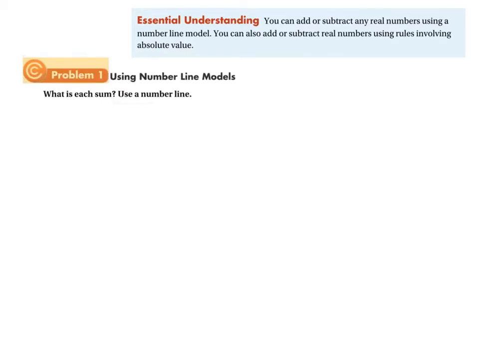Okay, so when you add and subtract integers, it's a little bit trickier, more advanced form of just adding and subtracting whole numbers. So check out what we do. We can use a number line for this. And here, the first problem, it says, what's the sum of each? We're adding right now, and use a number line.